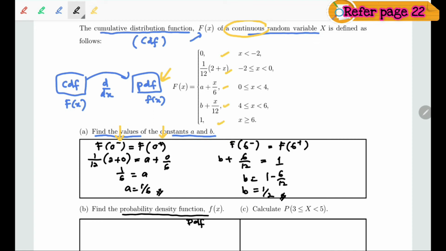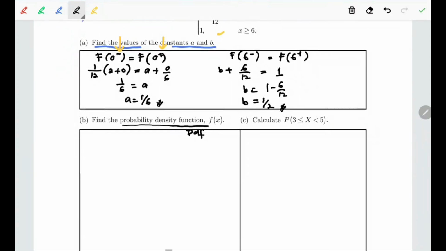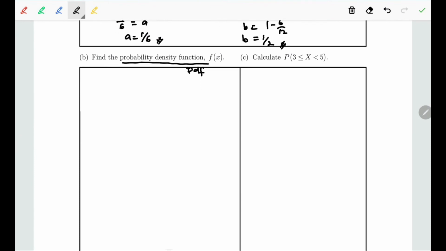So we are going to start with the first function, which is 0. I'm going to denote here by first. First means the first interval, which is for x less than negative 2. We want to find the PDF, so in order to find the PDF, we have to differentiate the CDF. The CDF for this function is 0, so if you differentiate 0, you get 0.